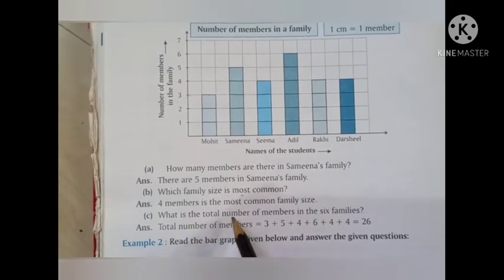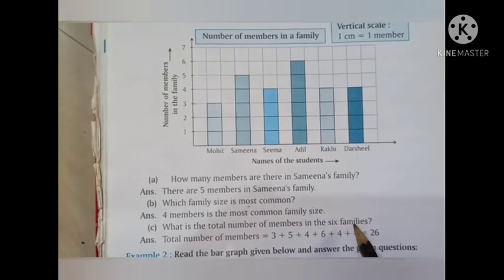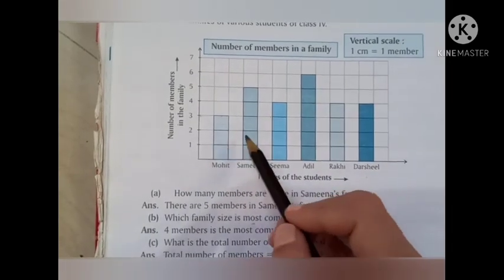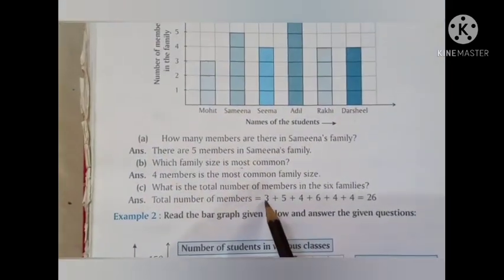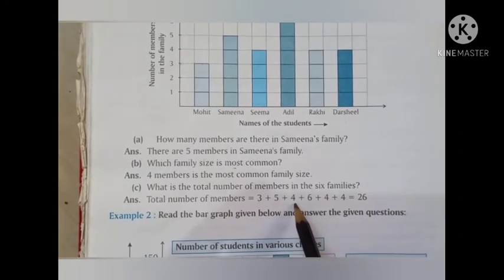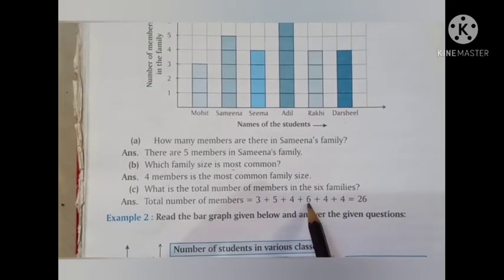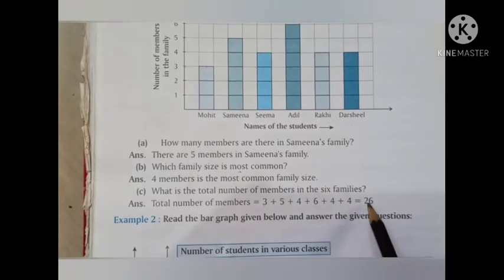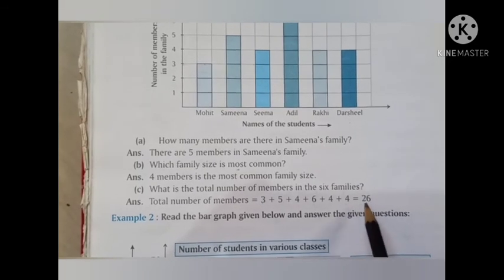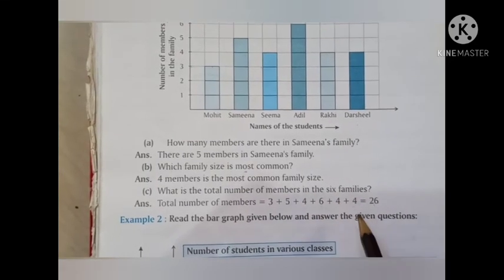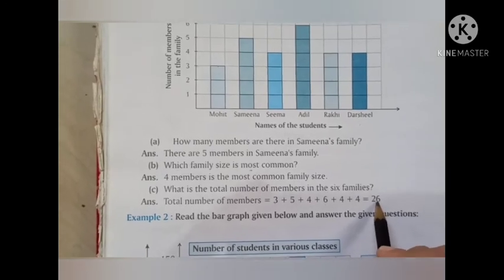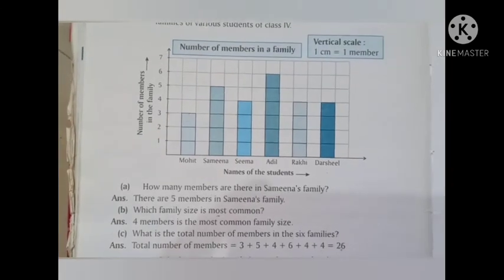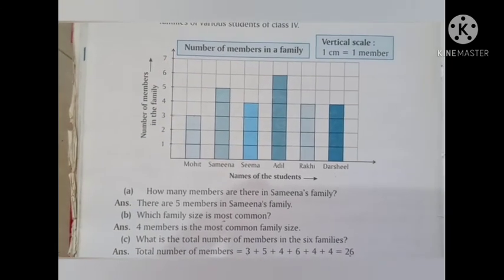The next is, what is the total number of members in the 6 families? The question is asking us how many members in total. So we have to add all these members. You can see here 3 in Mohit's family, 5 in Samina's family, 4 in Seema's family, 6 in Adil's family, 4 in Rakhi's family and 4 in Darshil's family. So all together it is 26. So we will write the total number of members in all the families is 26. Right, students? In this way you have to solve exercise number 1 and exercise number 2 from the topic data handling.